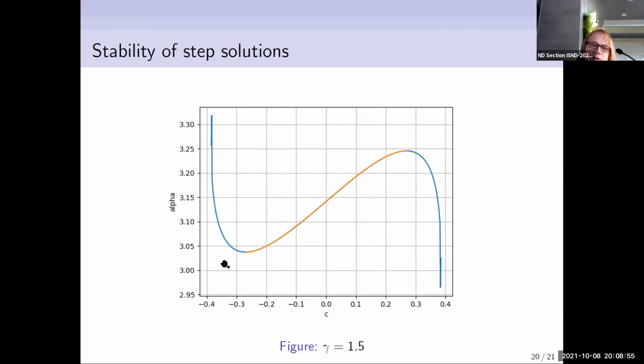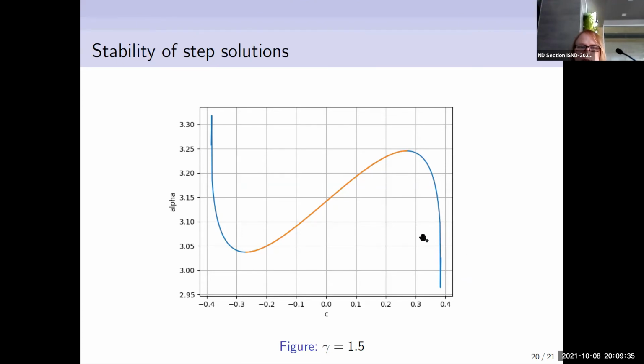And here is the situation when gamma equals 2. So we can see that there is an interval where these step solutions are stable. And also we have the situation where solutions are not stable. Do you know the name of this picture? It's a bifurcation, right? Yes. There are two bifurcations there.